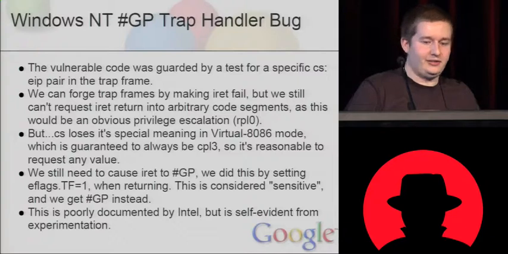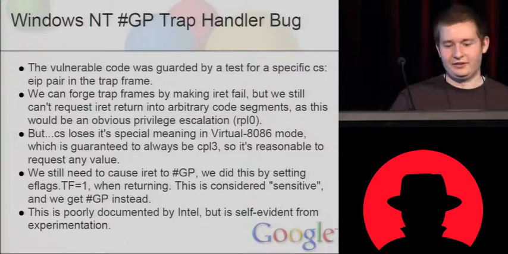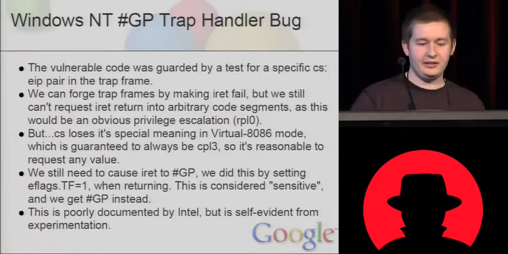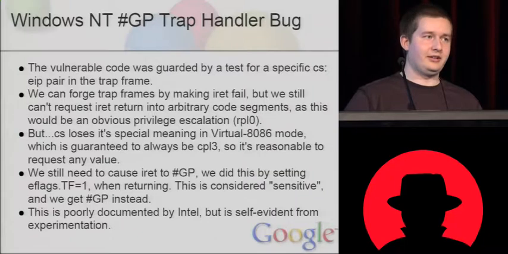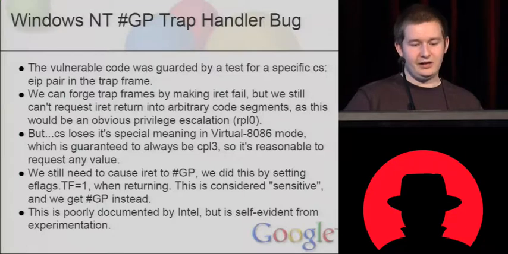And you'd get instant kernel code execution. So nobody would be silly enough to make that mistake. But as we already know, CS loses its magic value in virtual 86 mode because you need to be able to access this 20-bit real address space. So it's completely reasonable to request any value.